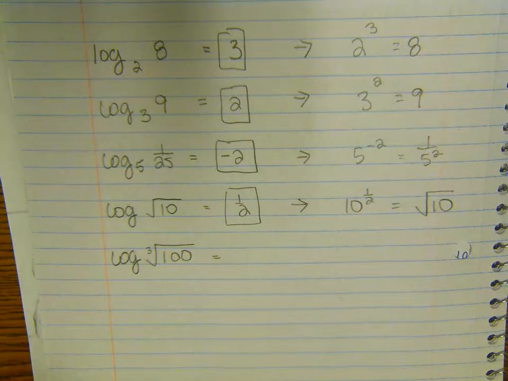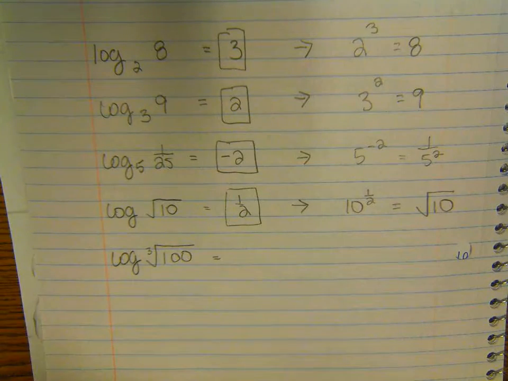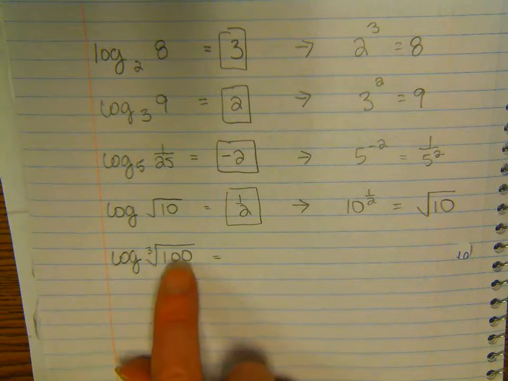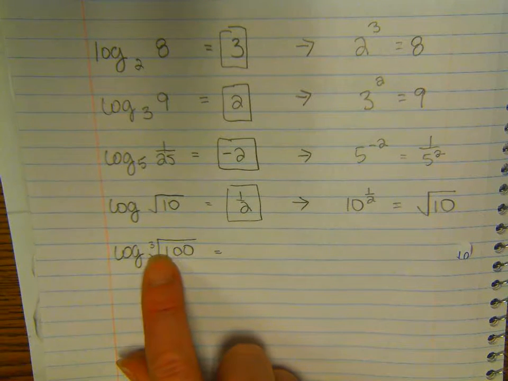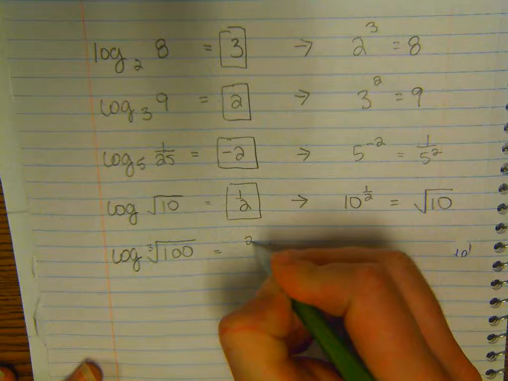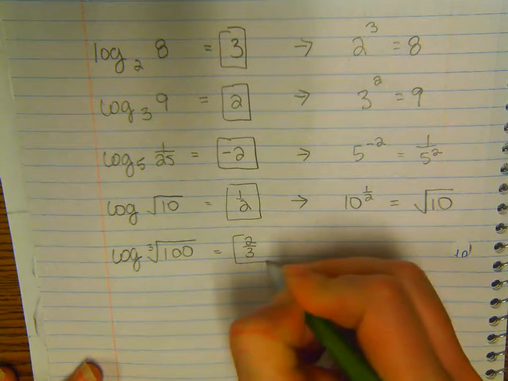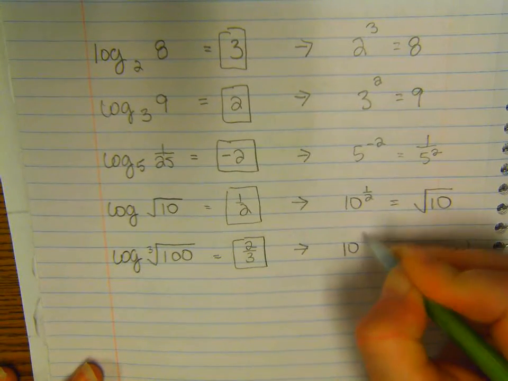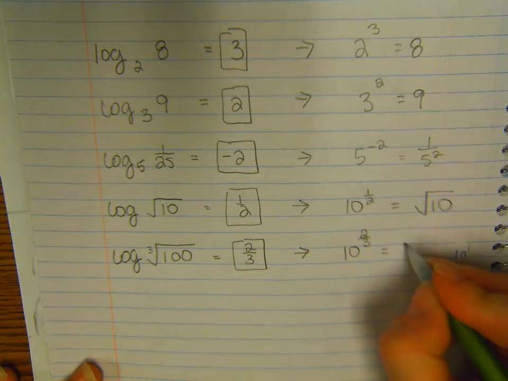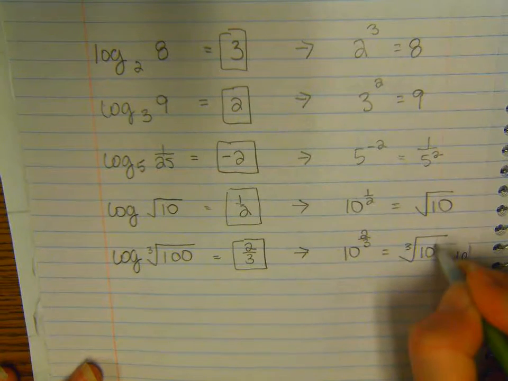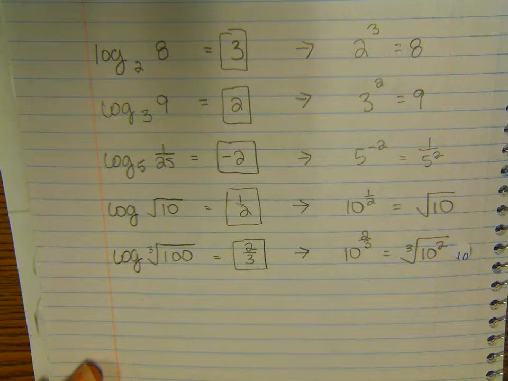So we have two things going on. This is not 10 anymore, but what power of 10 is it? 2. And then it's a cubed root. What power gives us a cubed root? 1/3. This is the 2/3 power, because 10 to the 2/3 power means the cubed root of 10 squared. Which isn't that the cubed root of 100?